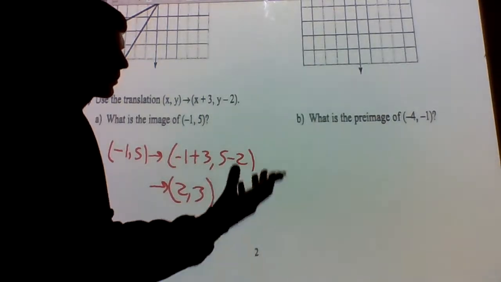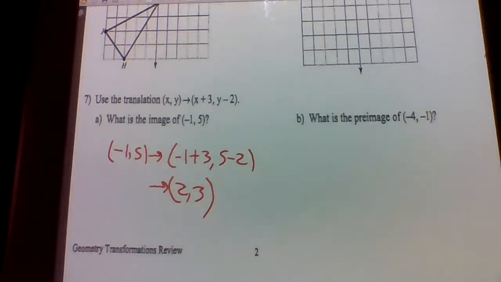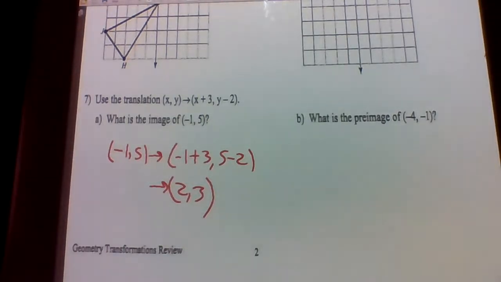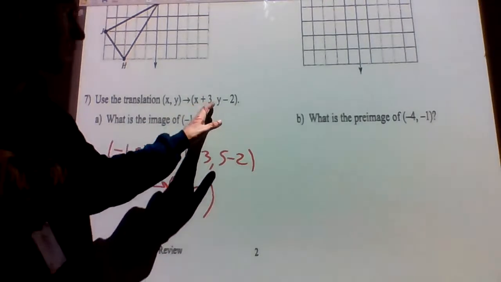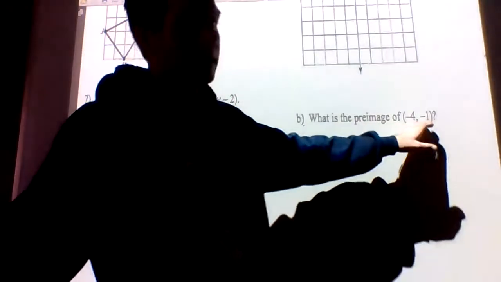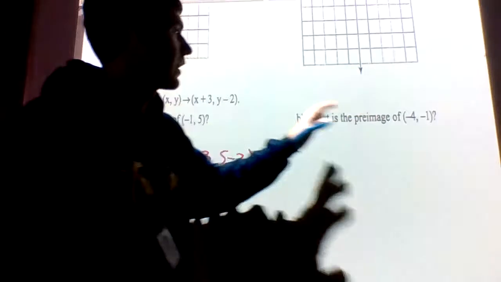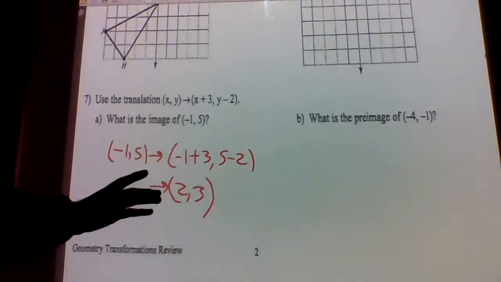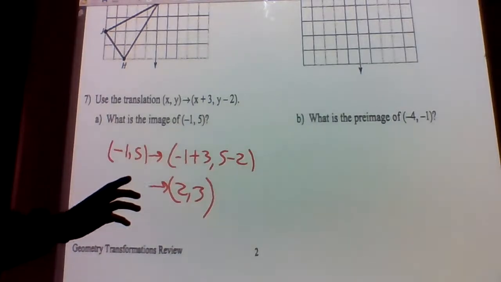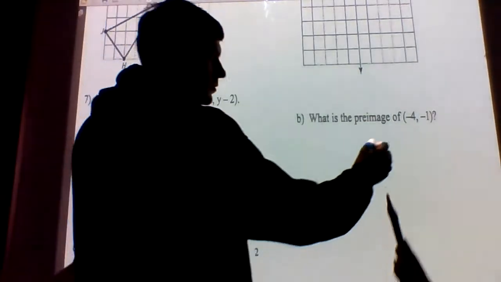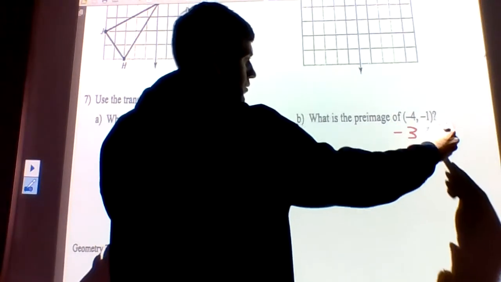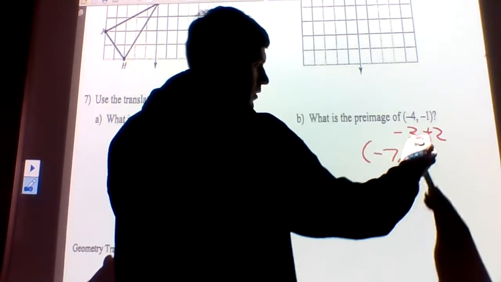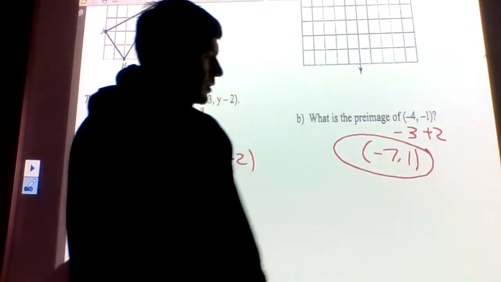Okay, pre-image. This is like having our final. (-4, -1) is our image, so that's our final. Now we need to find the pre-image, so we've got to find the original. After we added 3 and subtracted 2, we got (-4, -1). So we want to work backwards. We basically want to subtract 3 from this and add 2. That puts us at (-7, 1). So that's our pre-image.